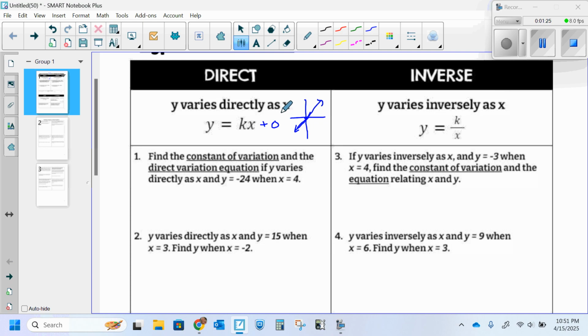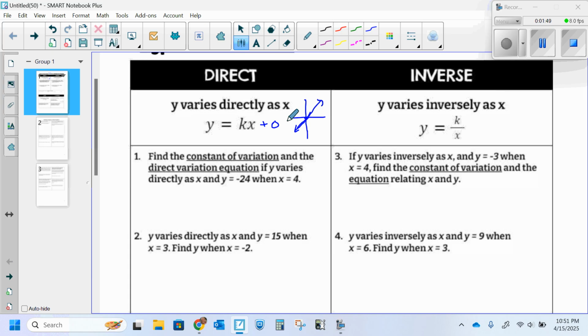Think about an example of something that increases as something else increases. For example, the dollars I make vary directly with the number of hours I work. The more hours I work, the more money I make. That is called a direct variation. So we'll talk about that one first.